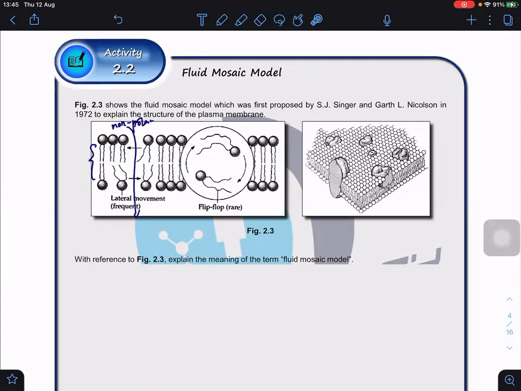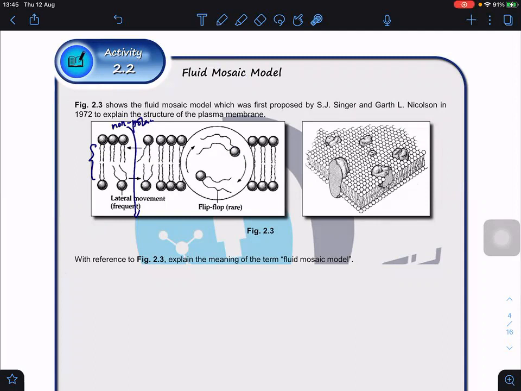Occasionally you can have flip-flop, but flip-flop is very, very rare. Why? Because the head of the phospholipid is hydrophilic. Always remember the head is hydrophilic and the tails are hydrophobic. For the hydrophilic head to move from one monolayer to another, it has to pass through the hydrophobic region. So unless the kinetic energy is very high, flip-flop is very rare. Are you clear? The movement of the phospholipid molecules contributes to the fluidity of the membrane.